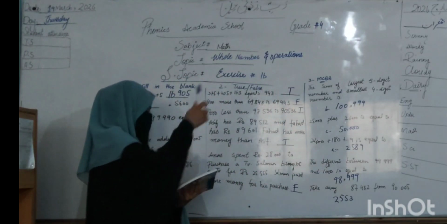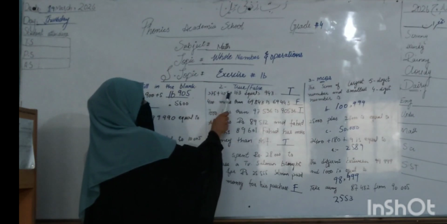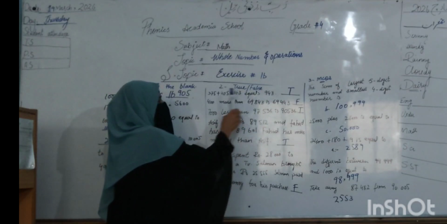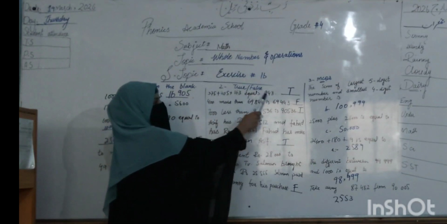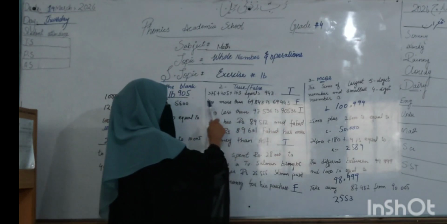Okay, question number 2. State whether the following are true or false. 375 plus 405 plus 163 is equal to 943. So when you add the values, the answer is equal to 943. So this statement is true.